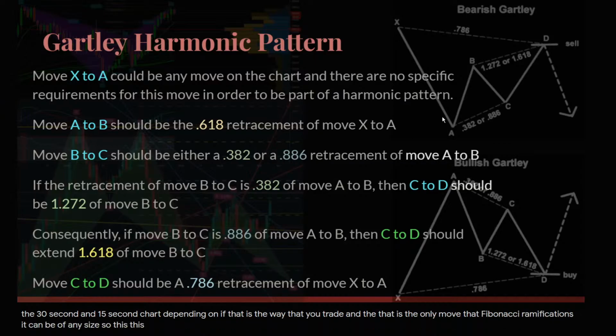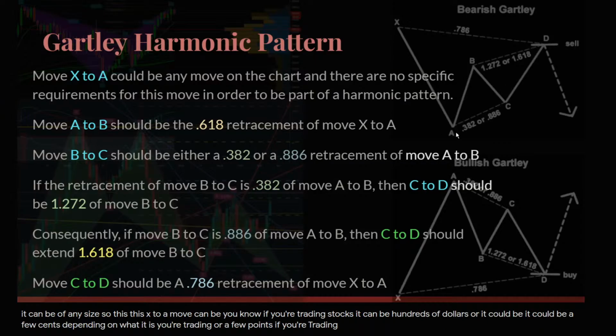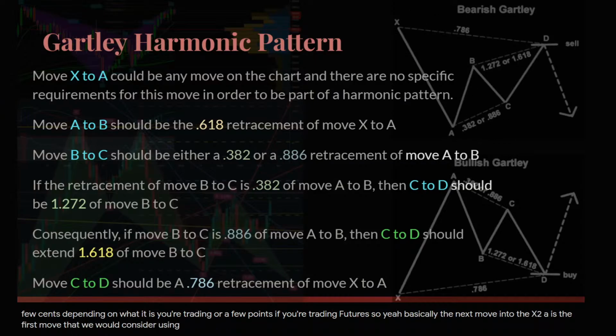So this X to A move, if you're trading stocks, can be hundreds of dollars, or it could be a few cents, depending on what you're trading, or a few points if you're trading futures. So yeah, basically the next move after the X to A is the first move that we would consider using Fibonacci retracements on. From the A to the B, it should be a 61% retracement of this original move.